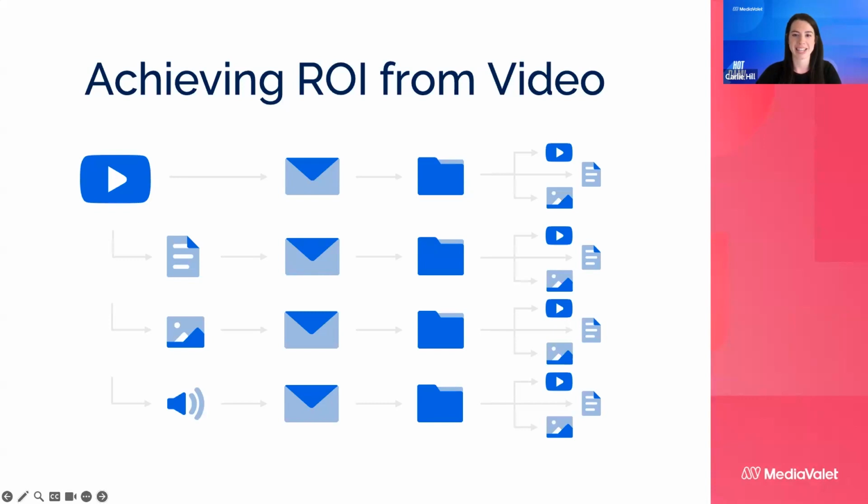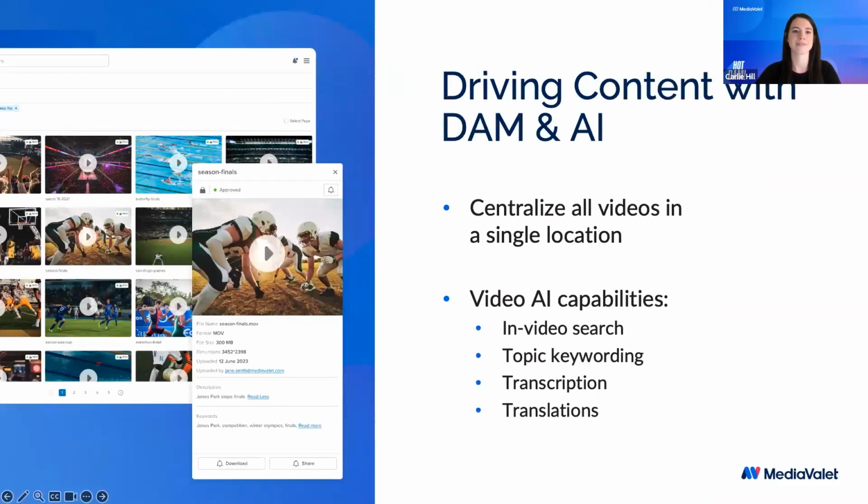Now, I know what you're going to say. This is great and all, but how do I find the time to actually do this and do this at scale? And this is where a DAM can come in. First off, if you are part of that 35% of people that aren't currently storing video in your asset library, this is your first step. Just get everything centralized into your DAM where you can find it today and in the future.